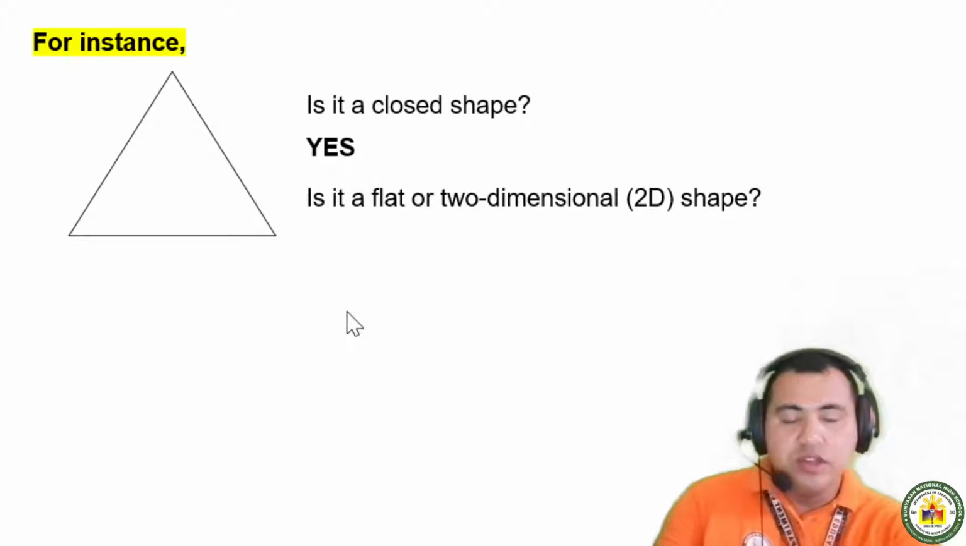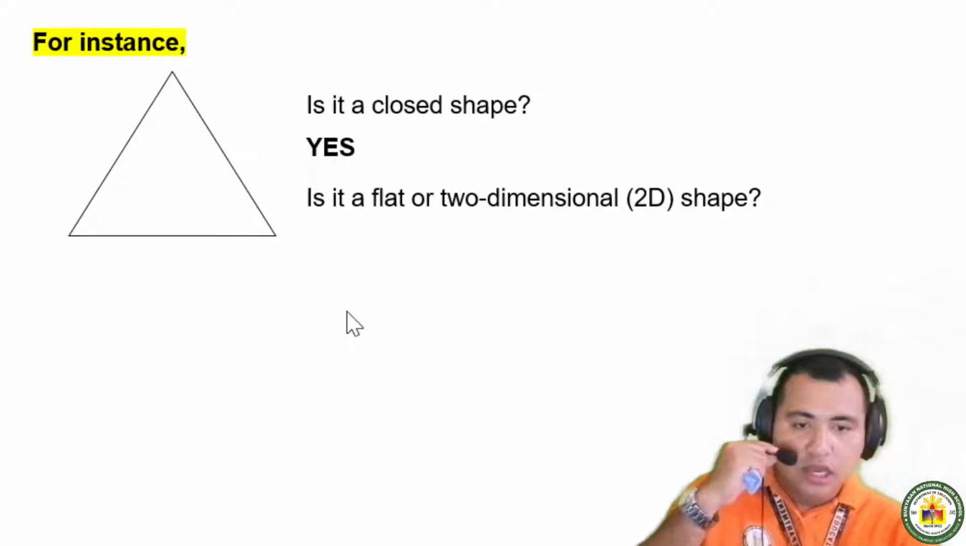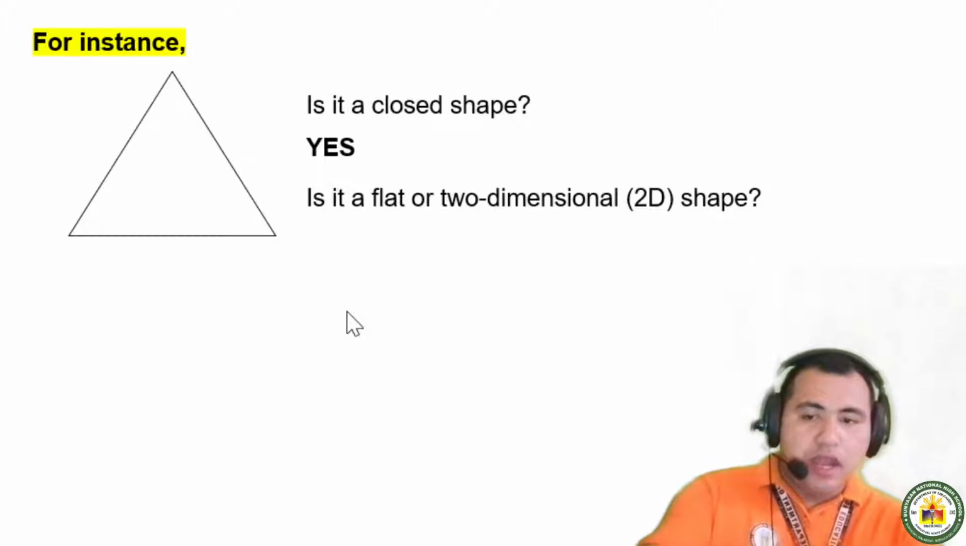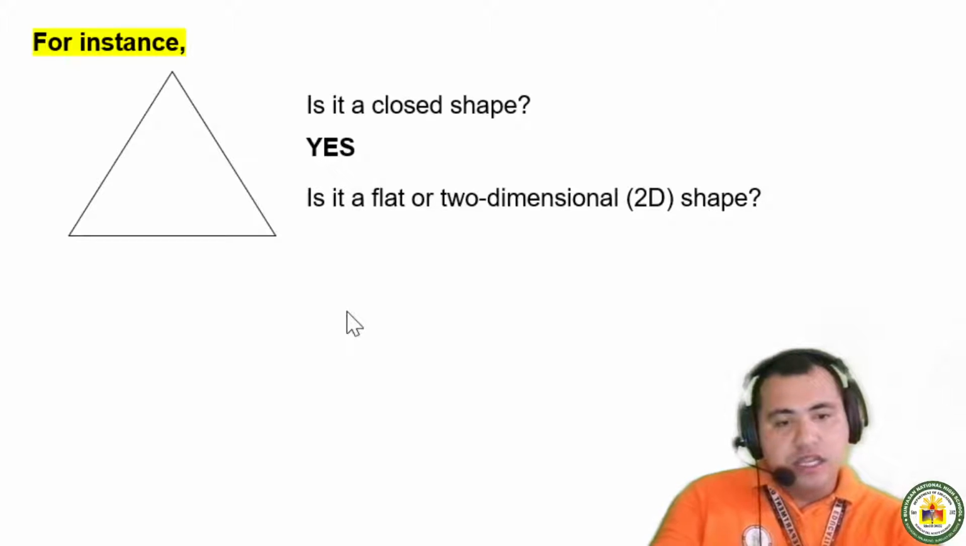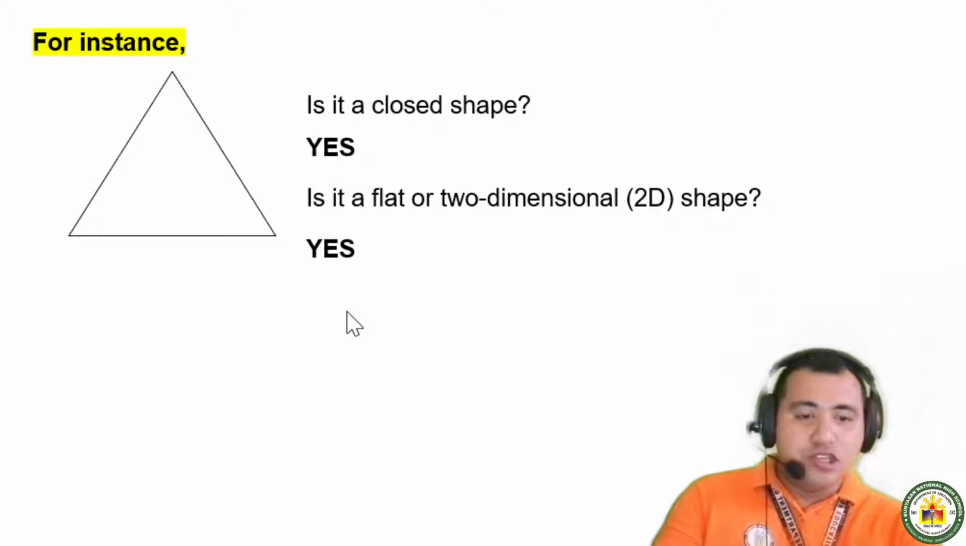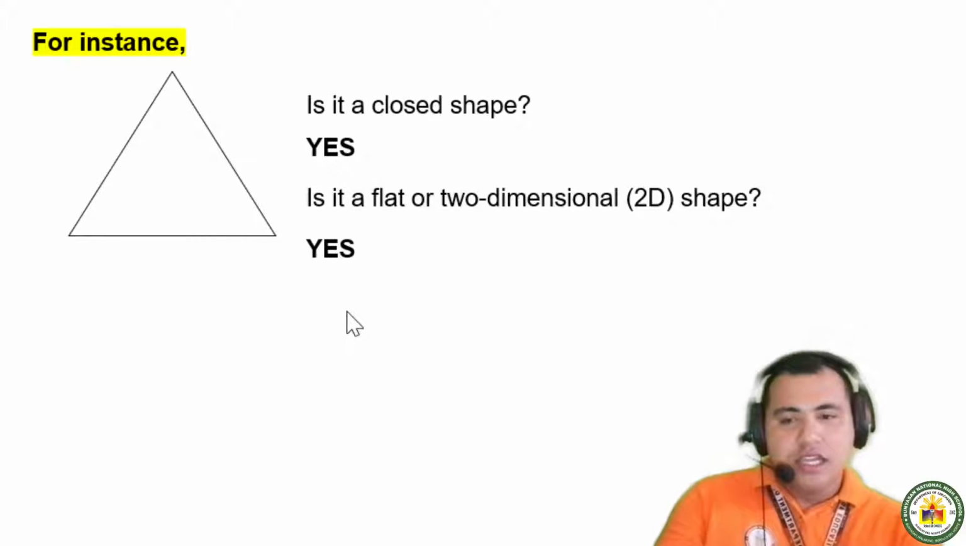When you say plane figure, that is two-dimensional, as we discussed in our previous video. Kung mag-ingon og plane, automatically that figure is two-dimensional. Si triangle kay naa na siya length og width, automatic siya two-dimensional. So, yes, yes, duha na. Out of three conditions, duha na ang na-meet ni triangle.